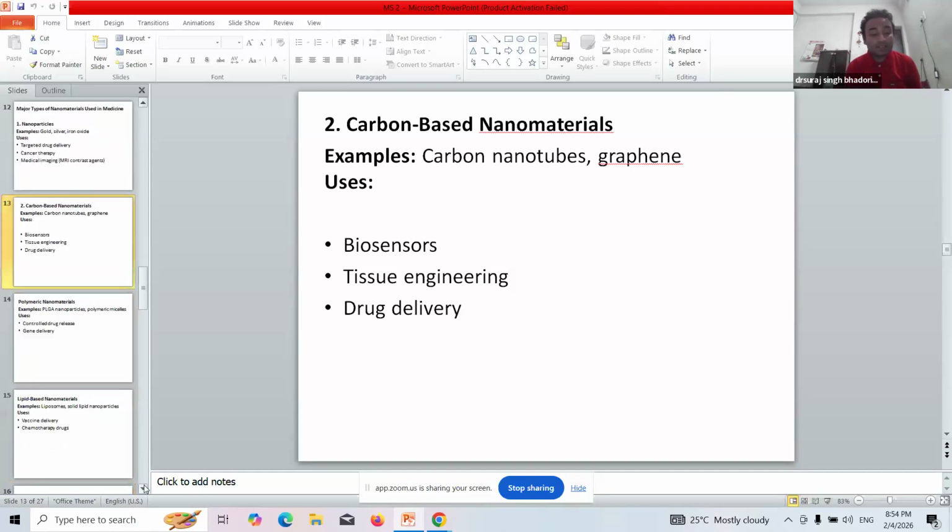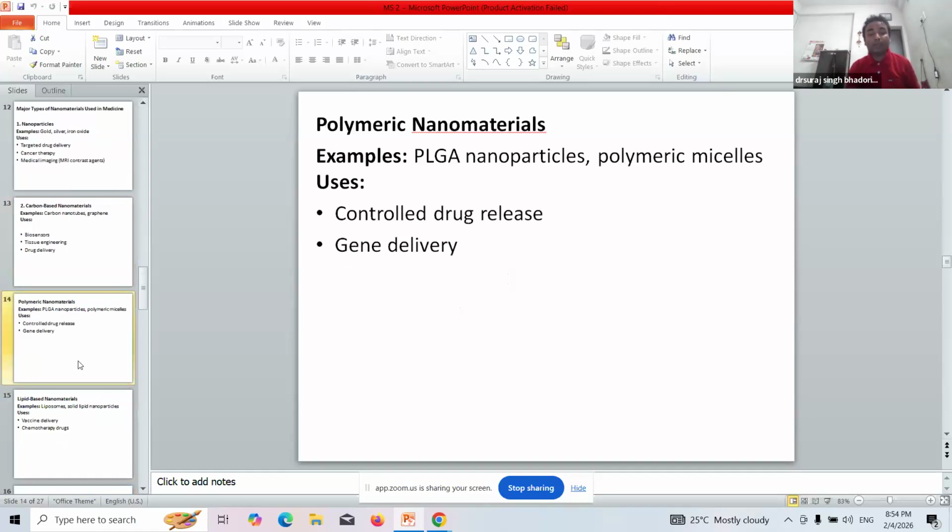The next one is polymeric nanomaterials. Generally, these are PLGA nanomaterials, polymeric materials which are used for drug release systems, gene therapy, gene expression, and genomic theory. These are very important polymeric nanomaterials because they have efficacy in deeper penetration.